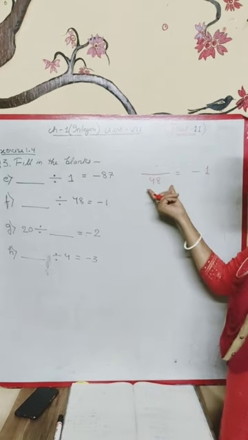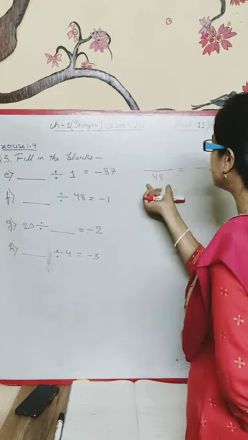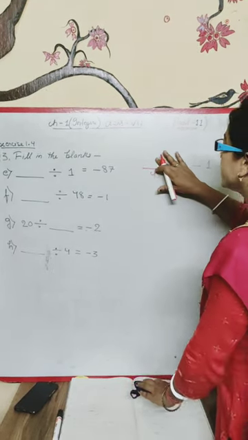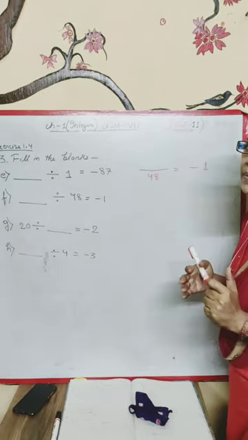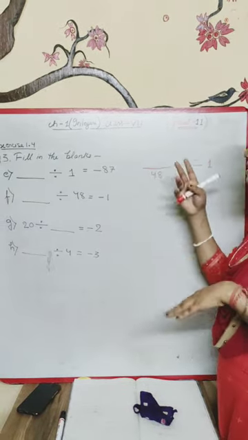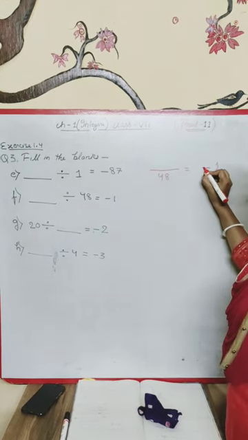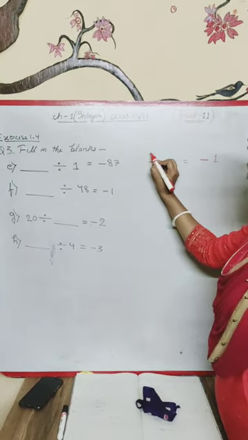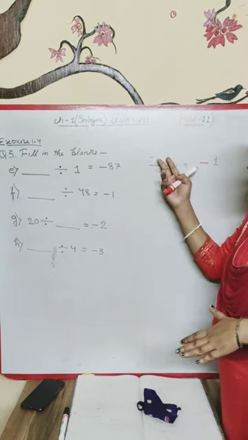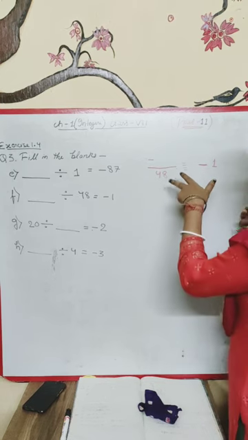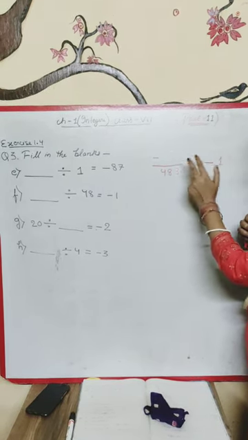So these are the given parts, minus 1 and 48. We can't change these numbers. Understood? Whatever changes come, they should be made in this blank part. We have to change in this blank part only. So if the answer is negative 1, we have to put the negative sign first, and then 48. The answer should be that number, so that we have to divide. If the number is divided by 48, the answer will be 1.